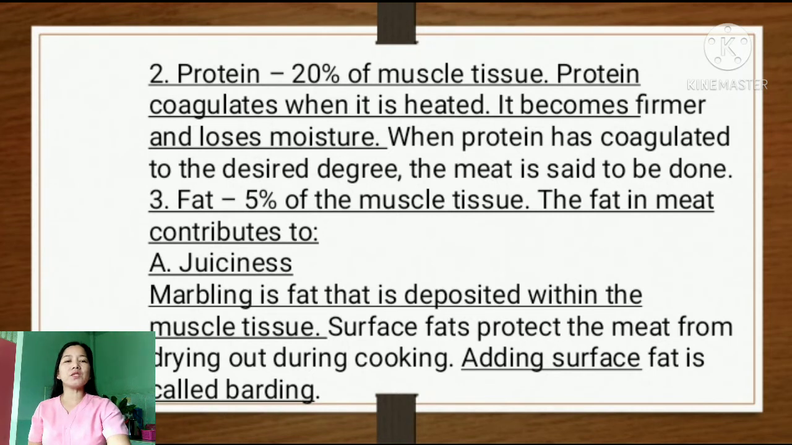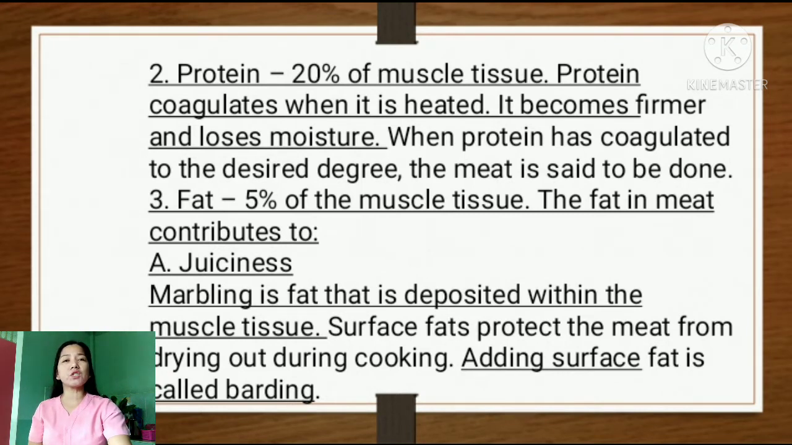Protein. 20% of the muscle tissue is the protein. The protein coagulates when it is heated. It becomes firmer and loses moisture. When protein has coagulated to the desired degree, the meat is said to be done. So, yun yung nagiging dahilan kung bakit ang karne kapag ating ipiniprito ay gumaganit or parang tumitigas because of the protein content, which is 20% of the muscle tissue.